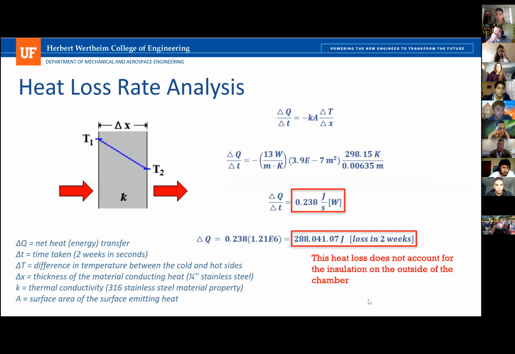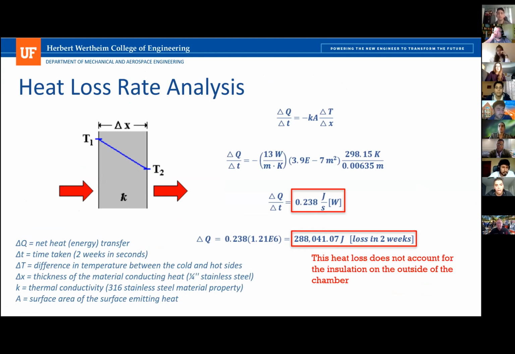Here's the heat loss rate analysis that I mentioned earlier. And this is simply material specific. So for the chamber enclosure, we'll be using 316 stainless steel sheet metal. And again, this is not including the insulation that we will be applying to that chamber body. The resulting heat loss rate was a 0.238 joules per second.